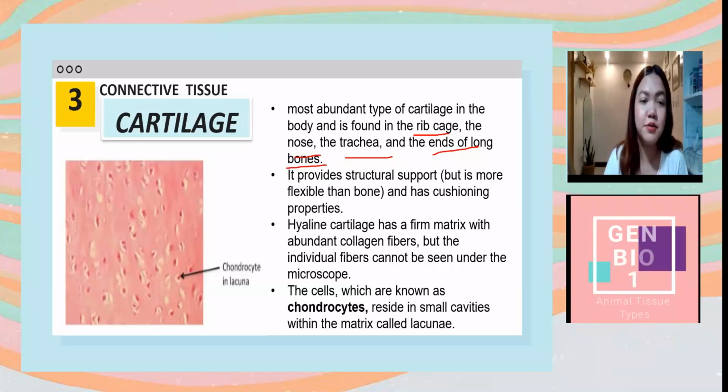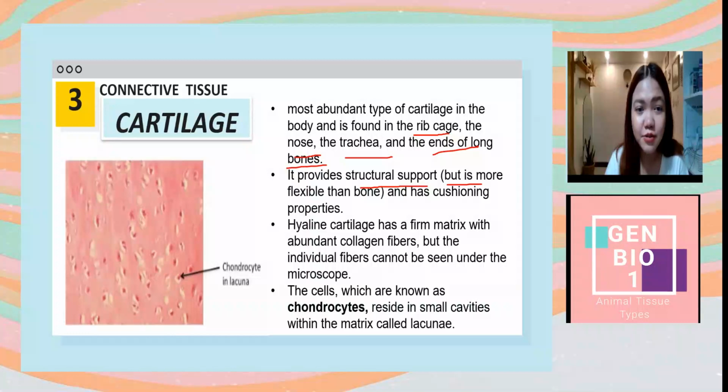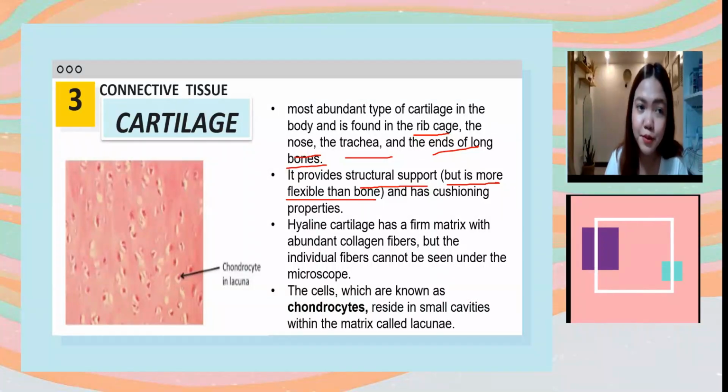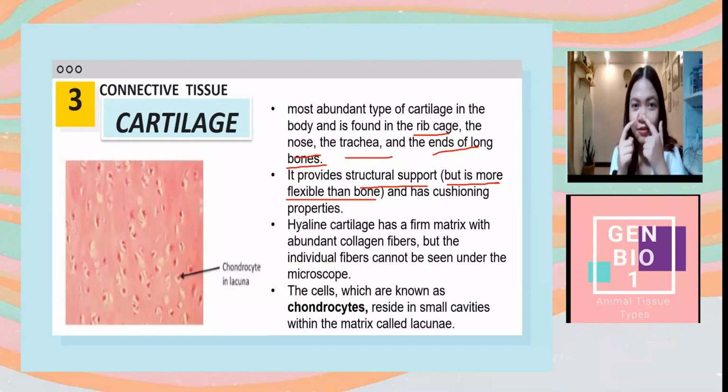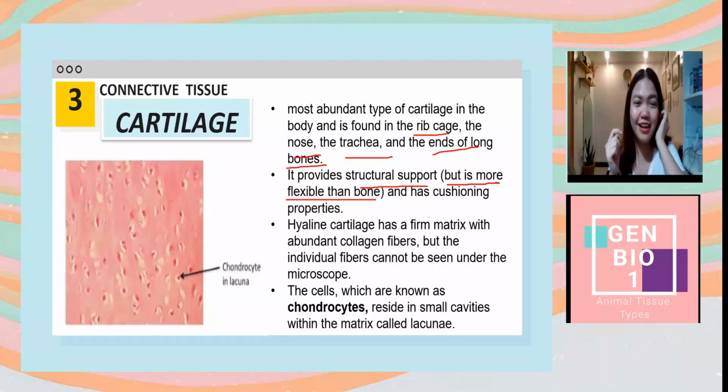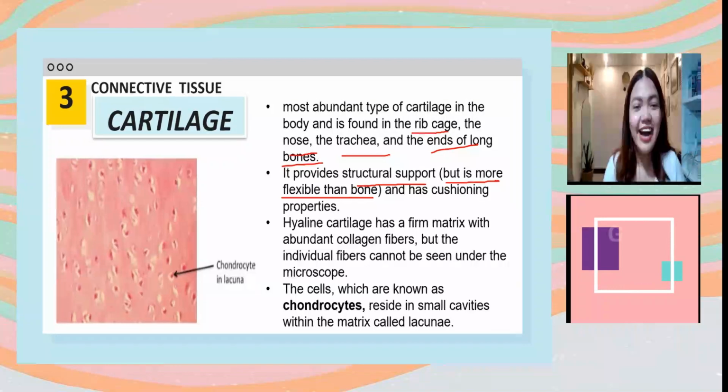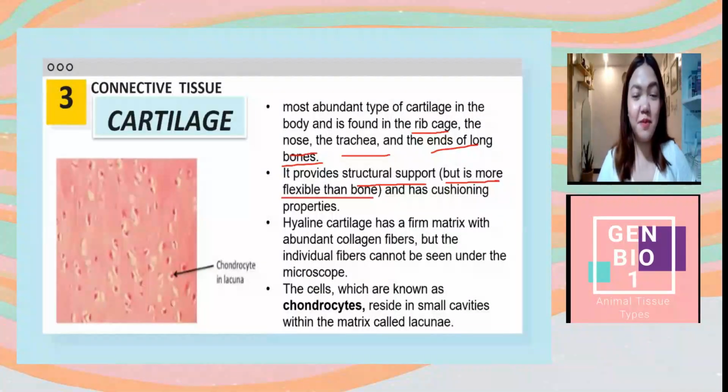Okay, so, your cartilage provides support then, of course, but is more flexible than your bone. So, I can do this. I can fold my ears, because it's much more flexible. You can't do that with your bones. And, yeah, it has cushioning properties then.